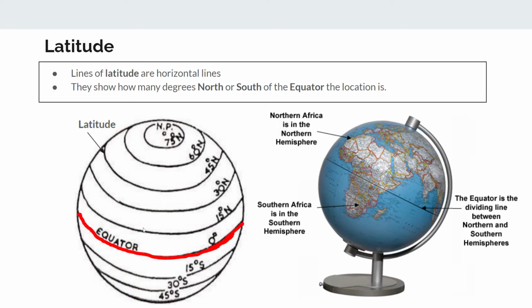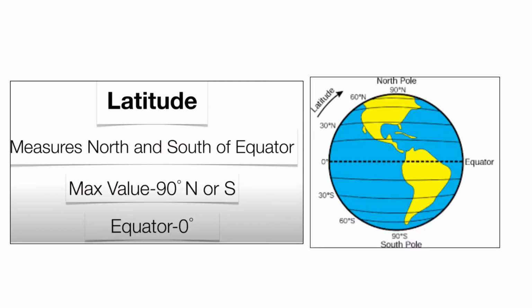These are all imaginary, and they show how many degrees north or south of the equator a location is. So the equator, which is 0 degree latitude, is our reference point. And we use lines of latitude, these horizontal lines, to figure out exactly how many degrees north of the equator your location is, or exactly how many degrees south of the equator your location is. So lines of latitude help us figure out north and south of the equator.